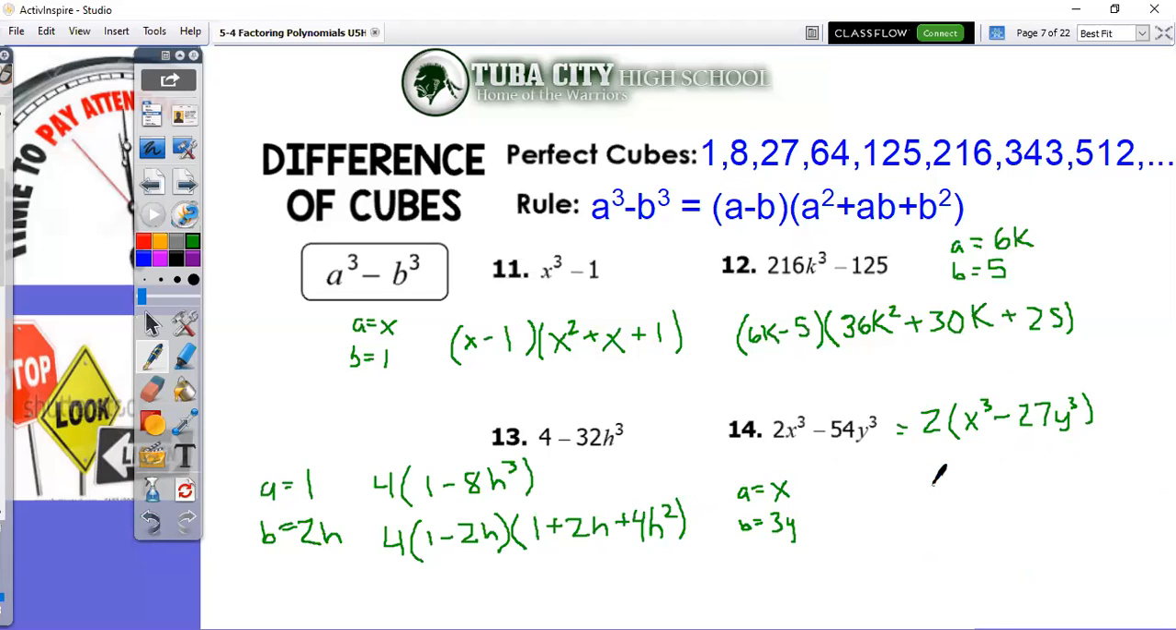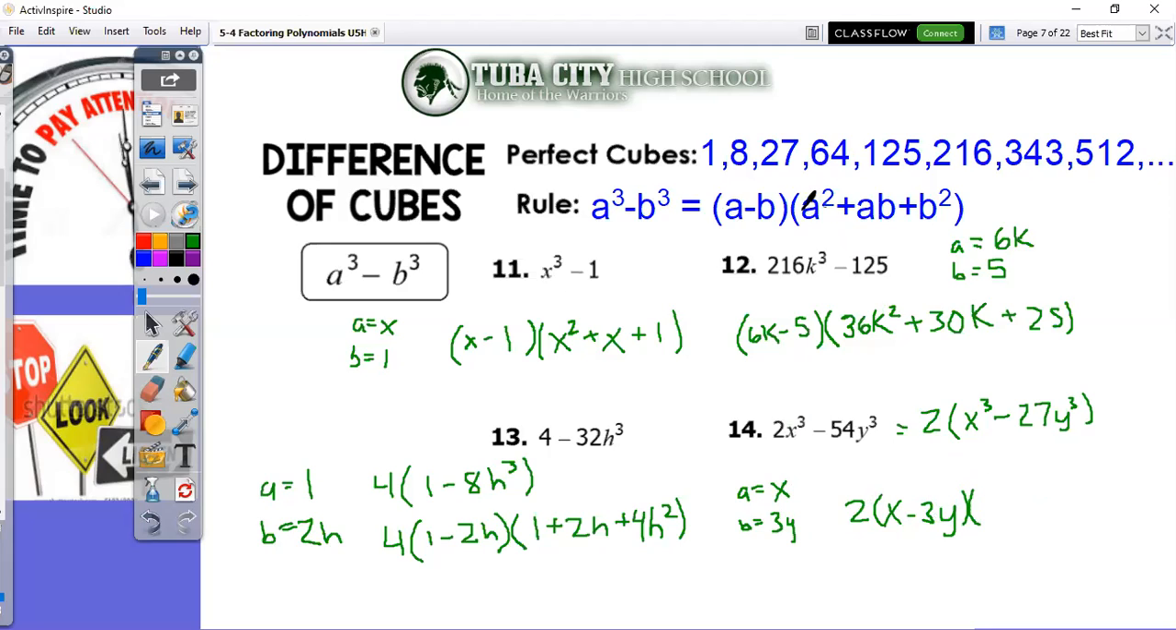Not bad. Now let's go ahead and put it together. So don't forget the 2. The 2 is part of the answer. A minus b, so that'd be x minus 3y, because again, this minus that.